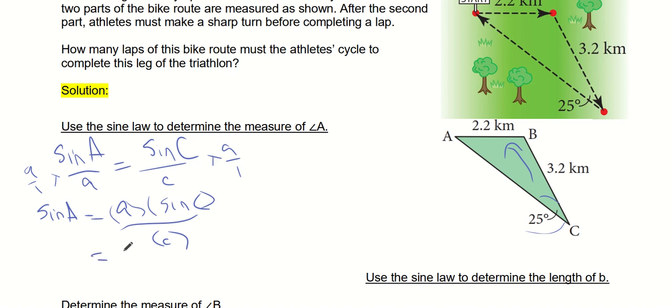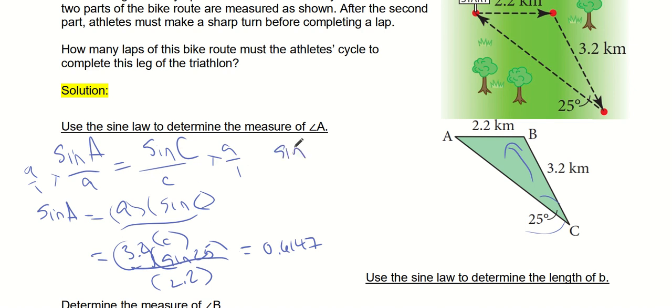Let's drop our numbers in, which is 3.2 brackets sine 25, because it's 25 here, divided by 2.2, and that gives us a value of 0.6147. Okay, but we're looking for A, not sine A.